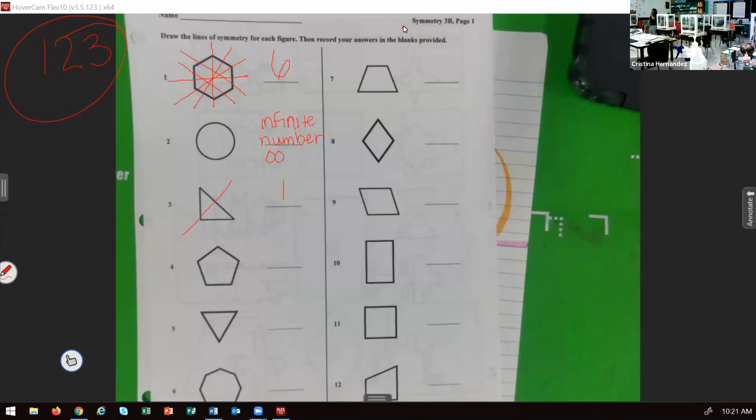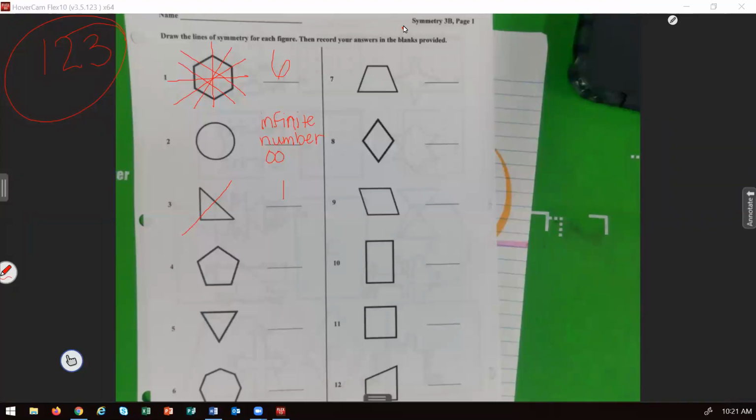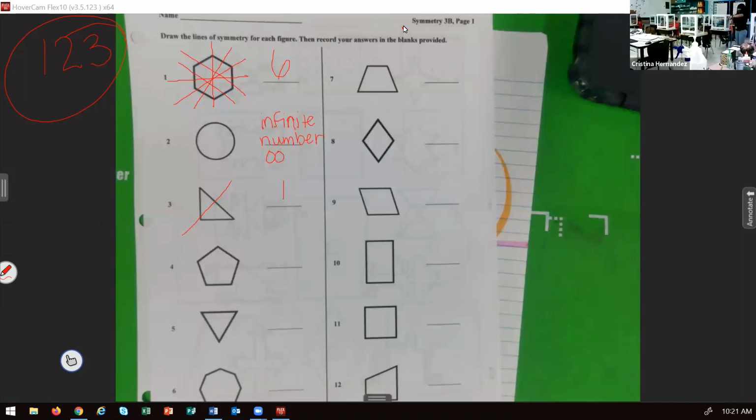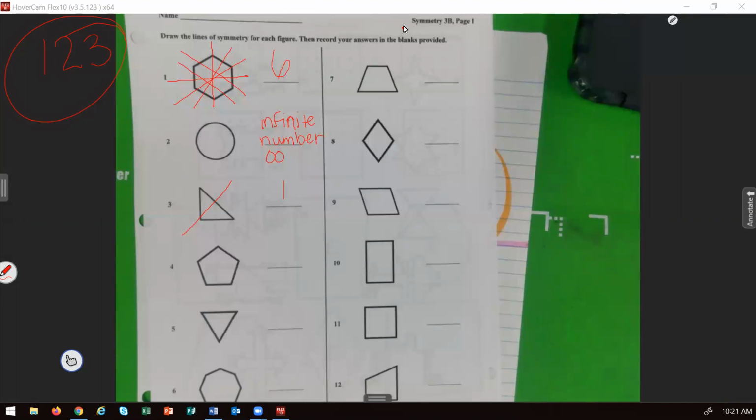Class, what shape do we have on number 4? Hexagon. Not a hexagon. This building's in Washington. It's got a name. No. What shape is that on number 5? Pentagon.